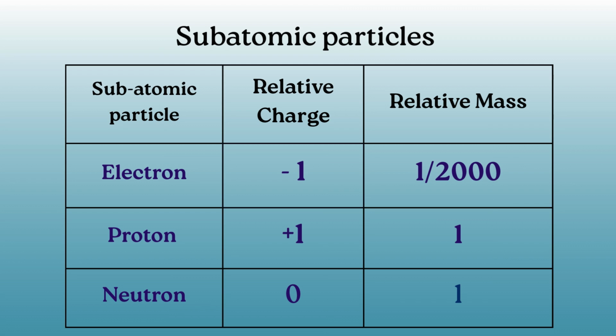Electron is -1. In GCSE, we use relative masses. Proton and neutron have a mass of 1. Electron mass is 1/2000th. Very small.